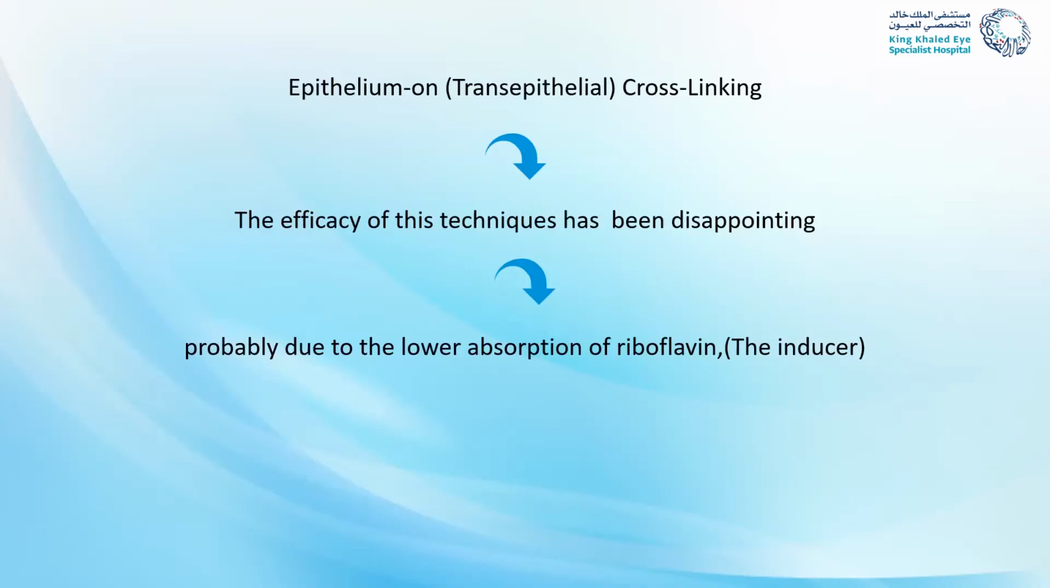I'm just emphasizing how important the riboflavin is as an inducer for this photochemical reaction. It needs to be really well soaked and well present in the stroma of the cornea, so that it can give you a good cross-linking response. If you have anything that will obstruct the penetration, such as in the epithelium-on or transepithelial cross-linking techniques, then the efficacy of this whole procedure is greatly reduced.